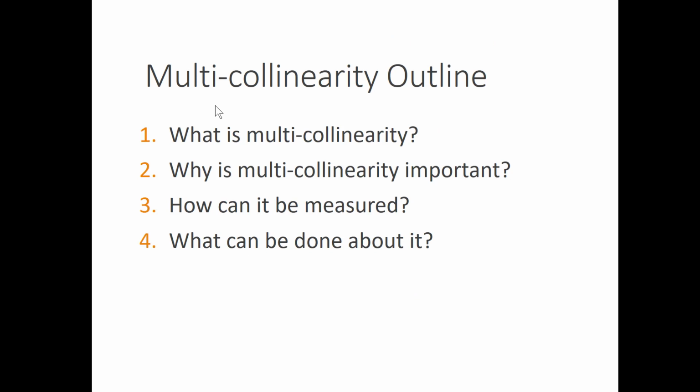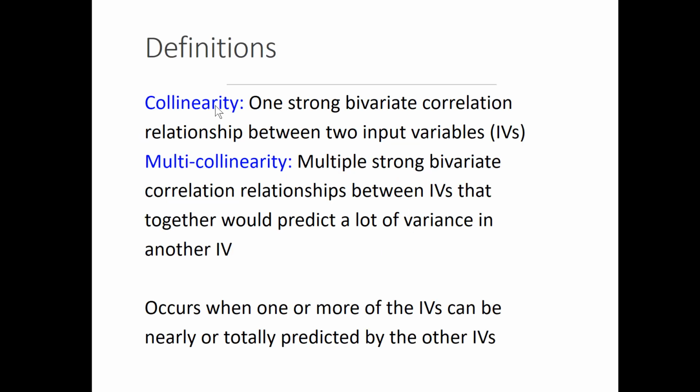So let's talk about collinearity and multi-collinearity, and how we measure it, what can be done about it, and why it matters. Collinearity is when there's a strong bivariate correlation relationship between two input variables. And multi-collinearity is when you've got multiple input variables beyond two that have a strong relationship together.